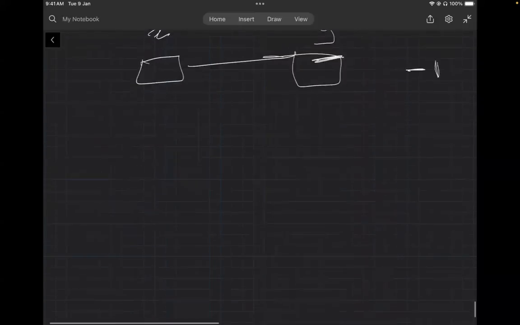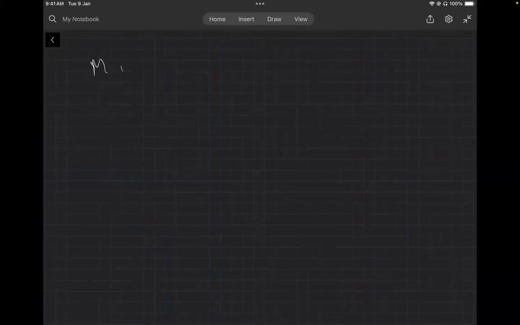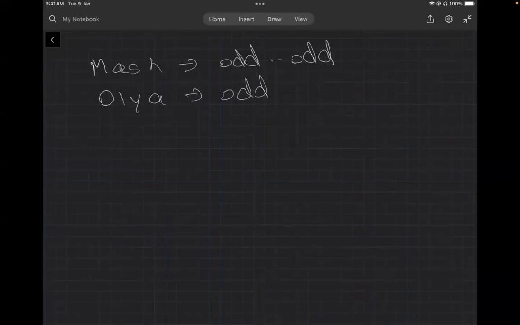Right? So what is Masha's approach? Her approach is take odd numbers and keep clubbing them. And for Olia, it is take odd-even numbers and keep clubbing them.